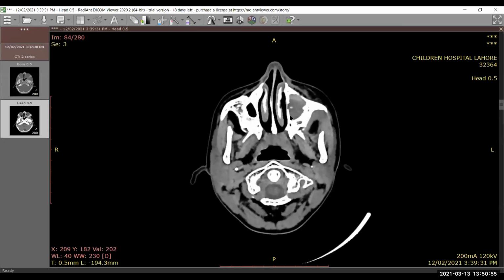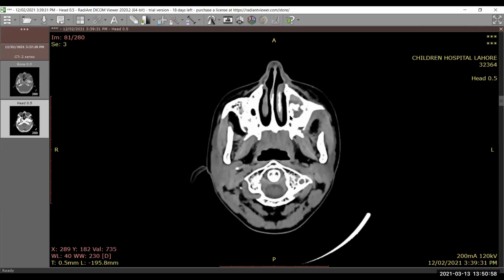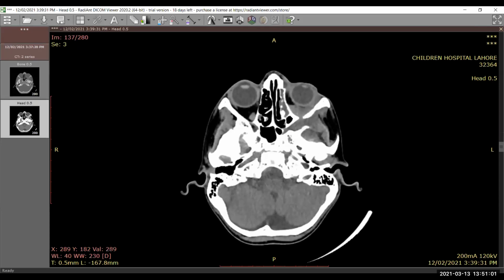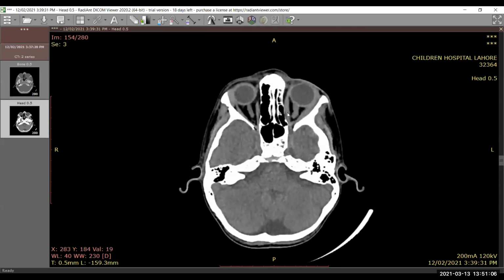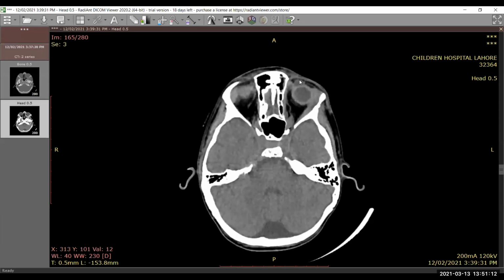And it had extended into the left orbit. You can appreciate the thickened muscles in comparison to the right one, the thickened optic nerve, and of course there was a small collection of fluid there also in the preseptal space medially. So this was invasive fungal chronic infection of the sinusitis, along with involvement of the orbit as well.